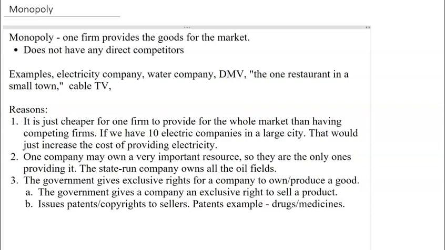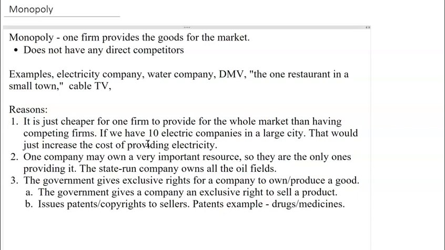Copyrights are mainly for authors. If somebody writes a book, they have a certain number of years of exclusive right over that book. For example, you can quote Shakespeare because Shakespeare wrote his books a long time ago and the copyrights have expired. But if you want to use someone else's work, a recent author's work, for monetary gain, then you cannot do that.